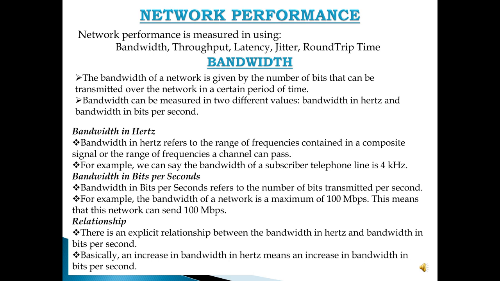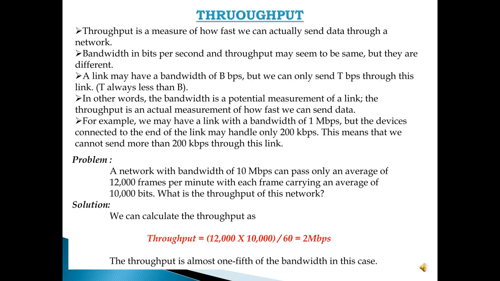About the relationship, there is an explicit relationship between bandwidth in hertz and bandwidth in bits per second. Basically, an increase in bandwidth in hertz means an increase in bandwidth in bits per second. Next is the throughput. Throughput is a measure of how fast we can actually send data through a network. Bandwidth in bits per second and throughput may seem to be the same, but they are different.